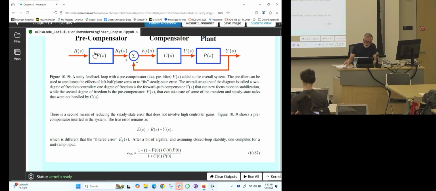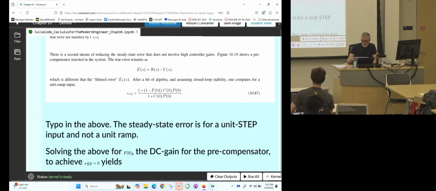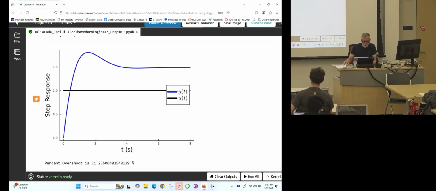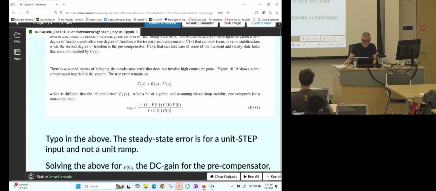Another thing we can do is add an additional gain in here and take care of that steady state error. Because look, we commanded the output to be 1 and it's settled at 1.5. That's not good.